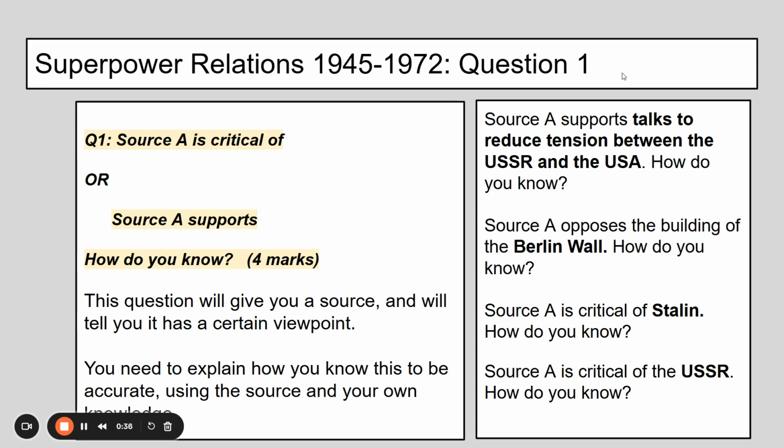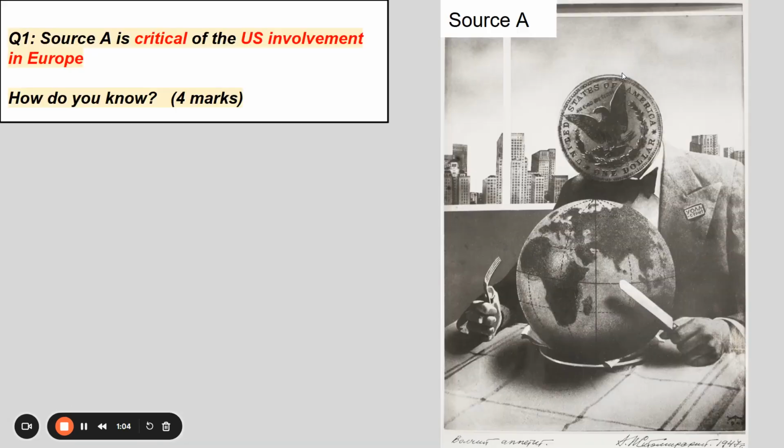On the right hand side of the screen are some ways that they could phrase that question, some previous examples. It could be a Cold War event, like reducing tension between USSR and USA, or it could be a flashpoint like the Berlin Wall, or it could be an individual like Stalin, or it could be a superpower like the USSR. It will always ask you, how do you know? And you've got to analyse the source and bring in your own knowledge. Now, as always, this is a 4-mark question, 5 minutes, 1 paragraph, about 10 lines. That's all we're aiming to write here.